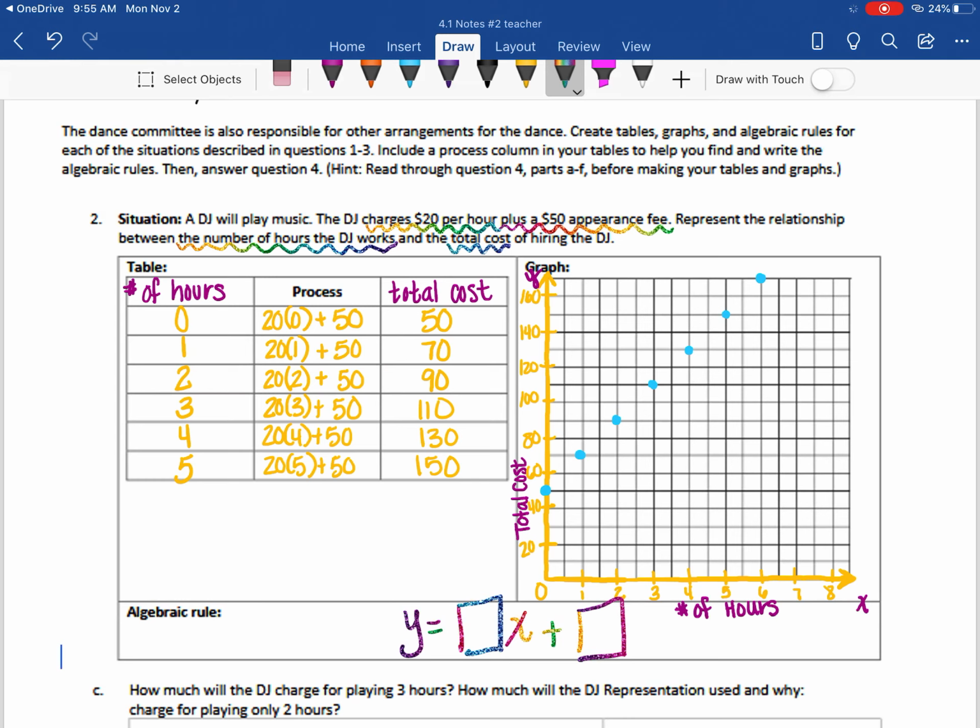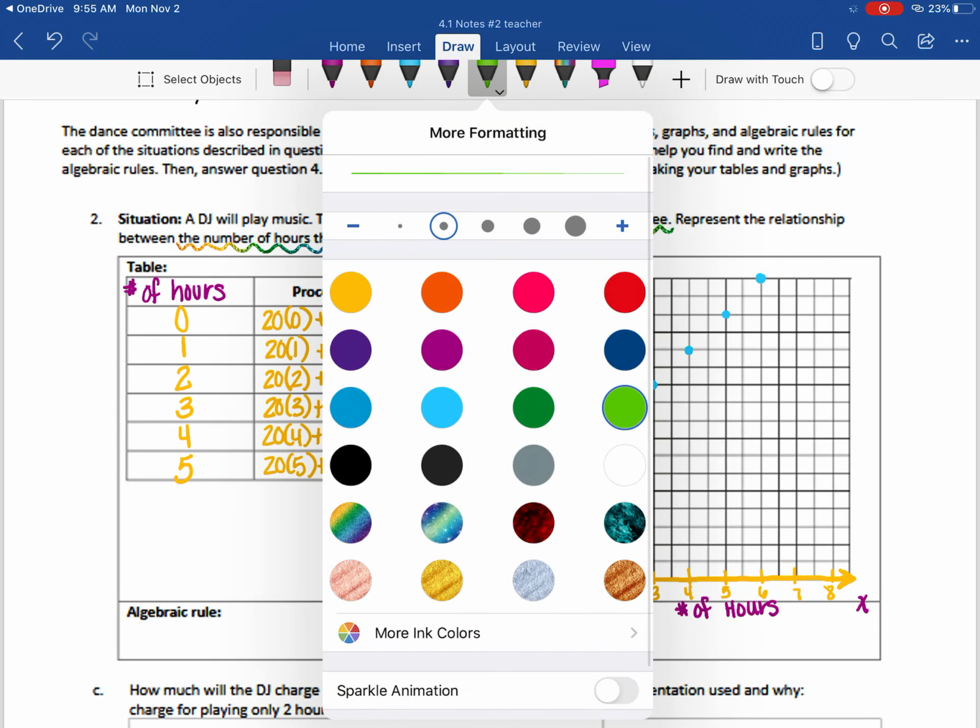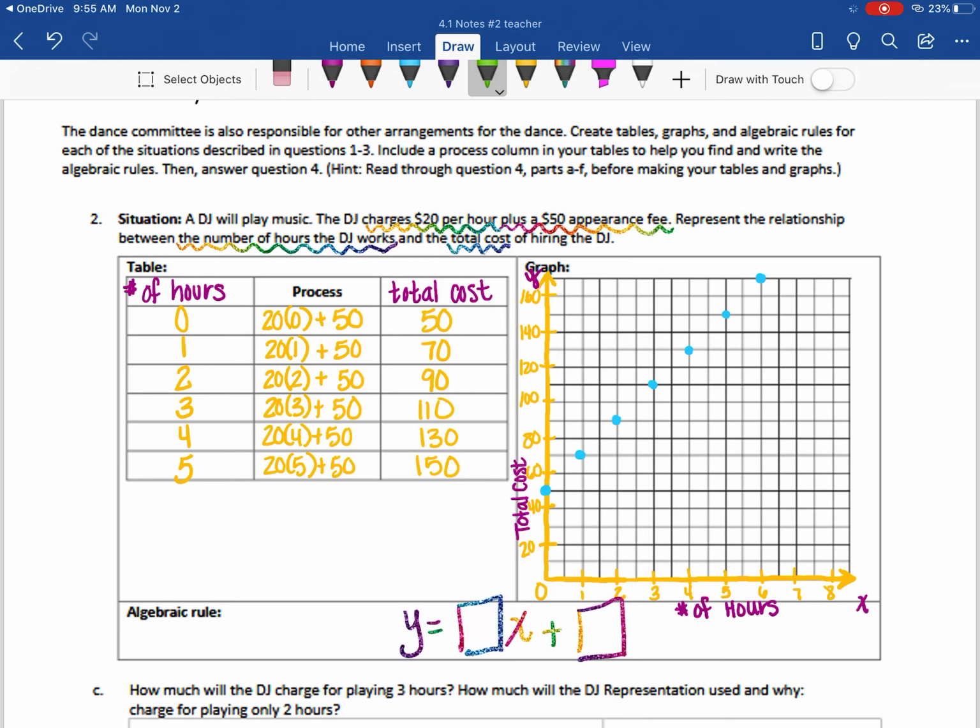Okay, that's what we're going to fill in, and we're going to fill that in by analyzing our graph. So let's take a look. I have from 50 to 70 to 90 to 110 to 130 to 150. Those numbers are getting bigger, so I know I'm adding. What am I adding? I'm adding 20, and that's true all the way down.